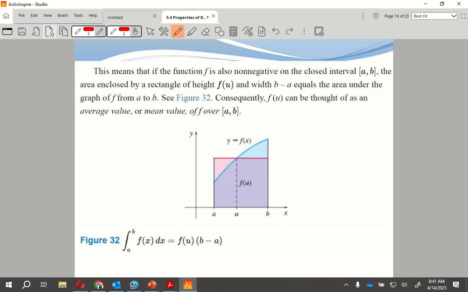It means that function f is also non-negative on the closed interval from A to B, and the area enclosed by the rectangle of height f of u and width b minus a equals the area under the graph from A to B. Average value or mean value of f over A to B. It's important to know that those are referring to the same thing. And then we're going to do another one, which is y bar, in a minute, which means the average value. So you're going to see the notation for this.